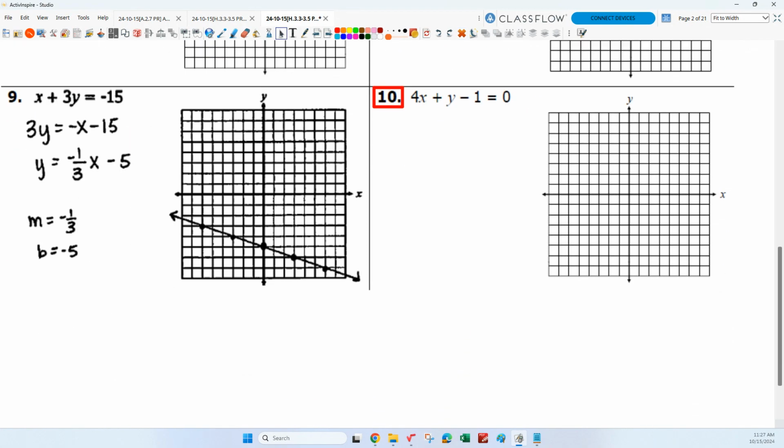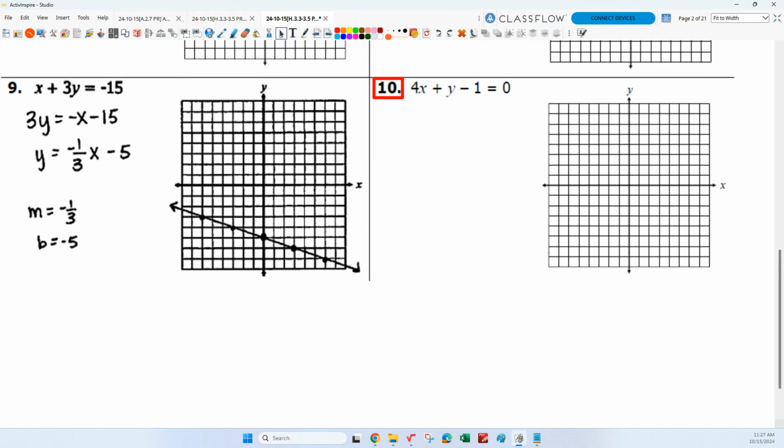So for example, number 10, what would the steps be? We're just isolating y, right? That puts it into slope-intercept form. So what would I do to isolate y? Add 1 and that's it, right? Don't I just get then y equals negative 4x plus 1? Agreed? Okay. So what is my slope?